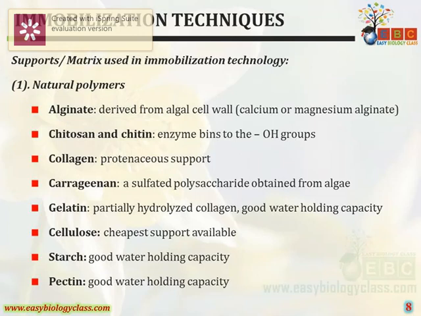Okay, there are some examples of matrix given here. It may be alginate, chitin, collagen, gelatin, cellulose, starch, pectin. There are so many examples given here. You have to remember all that to write in exams. And all these examples are natural polymers: alginate, collagen, gelatin, cellulose, starch, or pectin. Okay, we will go through the next slide.